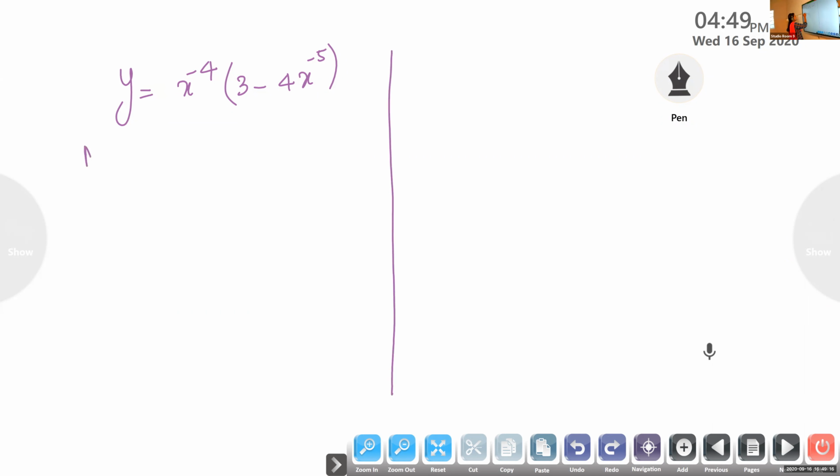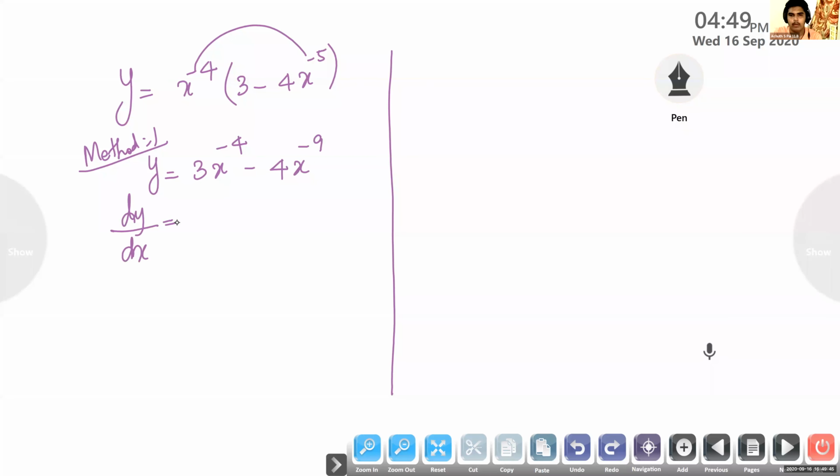In the first method, I'm going to open the bracket here. So y is equal to, when you multiply this, 3x raised to minus 4 minus 4 into, when you multiply, we add the powers, isn't it? x raised to minus 9. Now what is dy by dx?